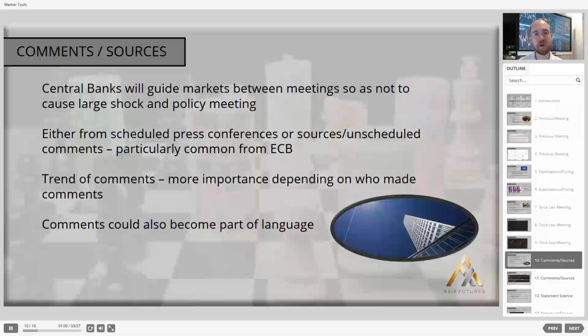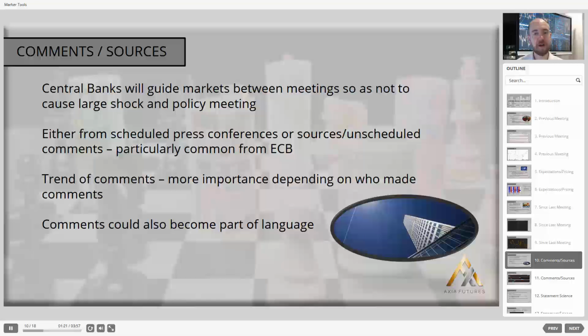So a hawkish stance is a more contractionary monetary policy. A dovish stance, the opposite, is a more expansionary monetary policy. So keep those two words there. We'll be using those quite a bit coming up in the future. Now, there's a few ways they do this. Generally, it's a scheduled press conference.